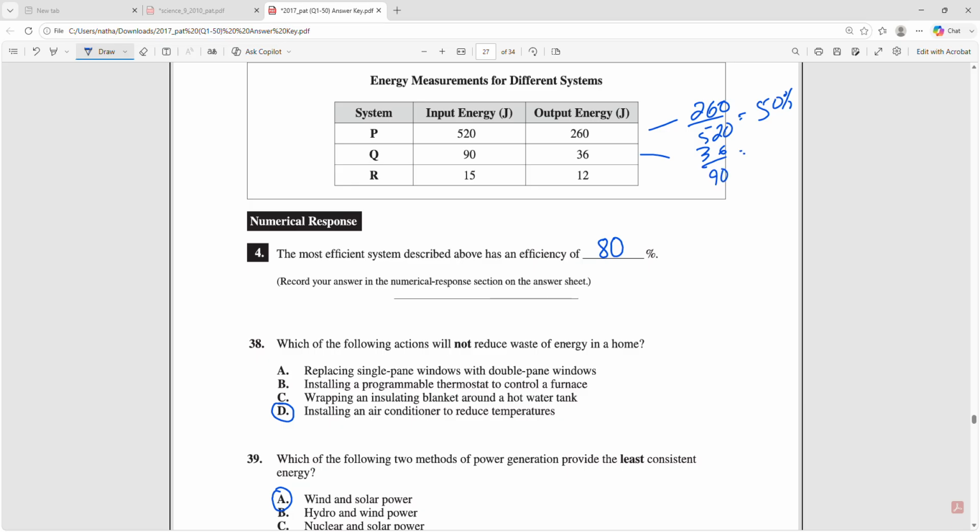I'm just trying to be quicker. This would be a little bigger than 30%. And 12 out of 15, if we divide that, we actually get exactly 0.8, which is exactly 80%. So that's definitely the highest one. You could calculate these with your calculator to get a more exact answer, but I'm just not going to do that right now. I know that this one is definitely the highest, so that's the one we're going to use.